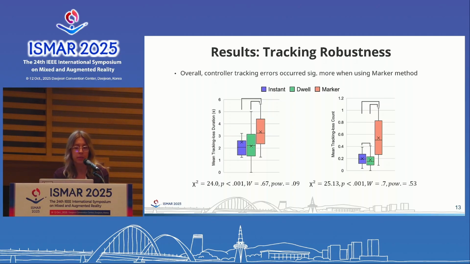Regarding tracking accuracy, the controller lost tracking significantly more using the marker method, and we suspect this is partially because users had to simultaneously track two objects at once in a constrained 65-degree field of view, so tracking the controller and that selection piece in your left hand. And we also believe that contributed to the slower selection times for marker.